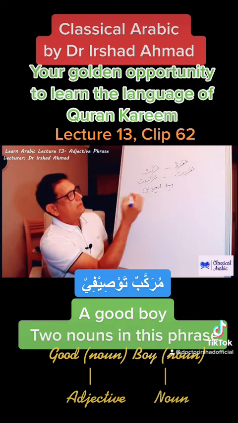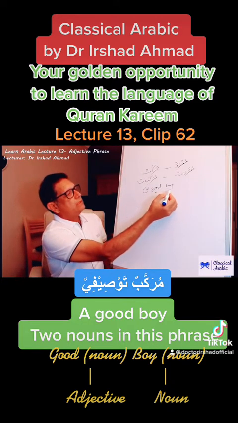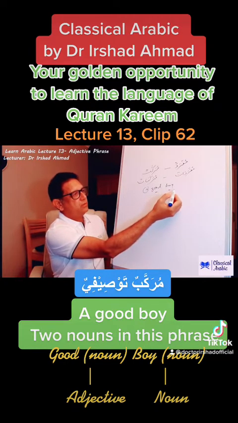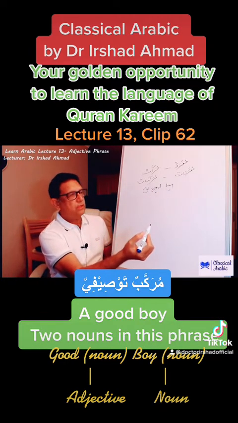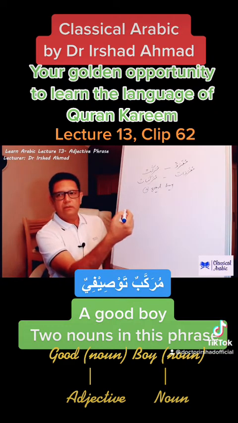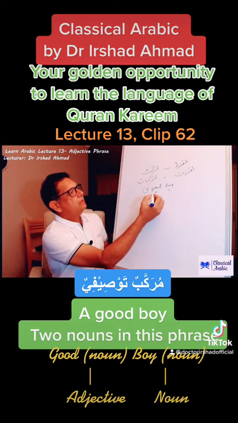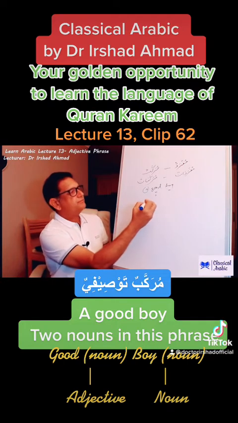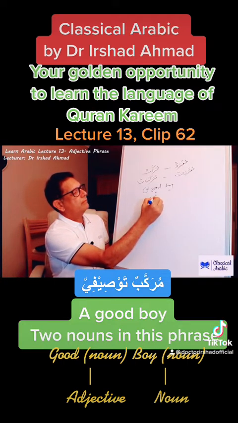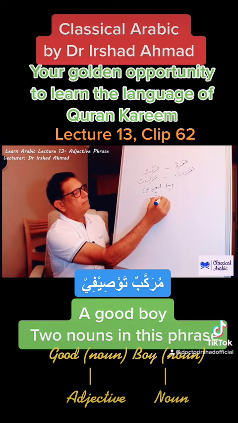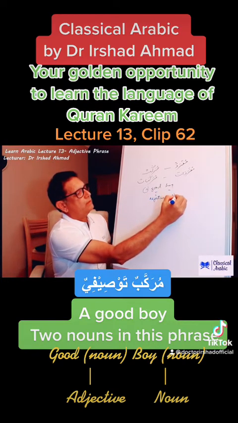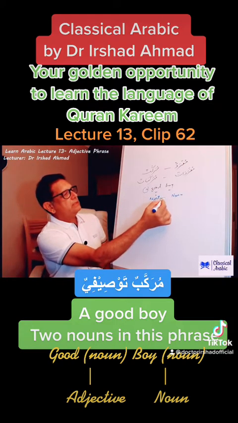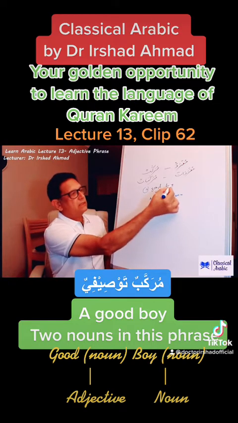What's happening here is that good is describing the boy. Good is defining the boy. Boy, what kind of boy? Good boy, not naughty boy or bad boy. So from the English point of view, good is adjective and boy is noun. Adjective is describing or defining this noun.